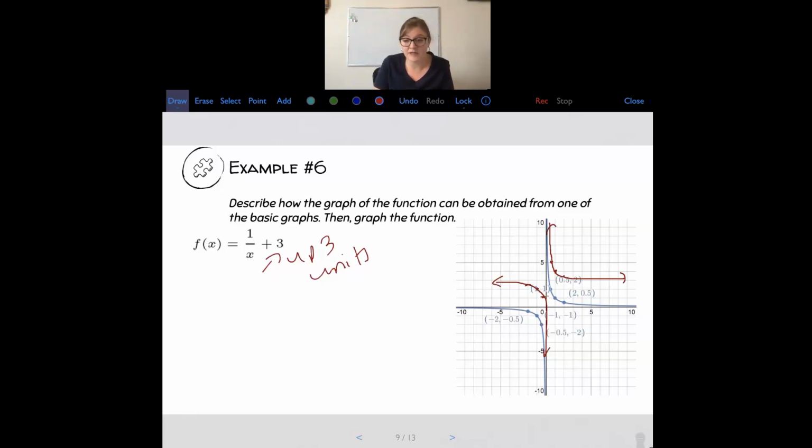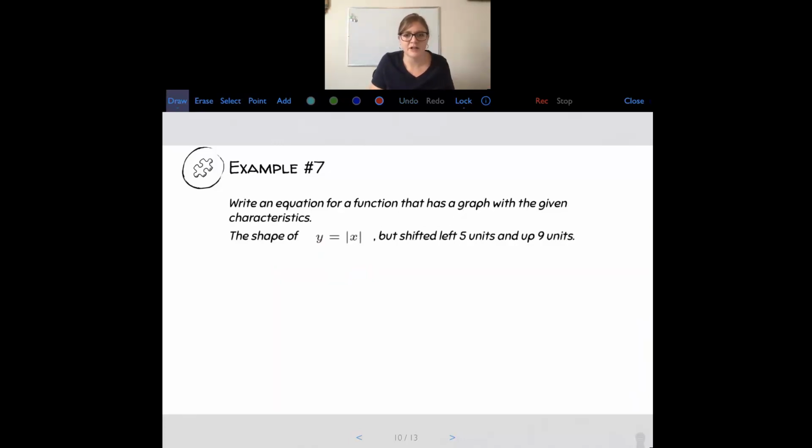Our next couple of examples, rather than graphing, we are going to be given a basic function, the transformations, and we will come up with the equation. Okay, so we have: write an equation for a function that has a graph with the given characteristics. So it's got the shape of y equals absolute value of x. So that's our parent function, but it's been shifted left 5 units and up 9 units.